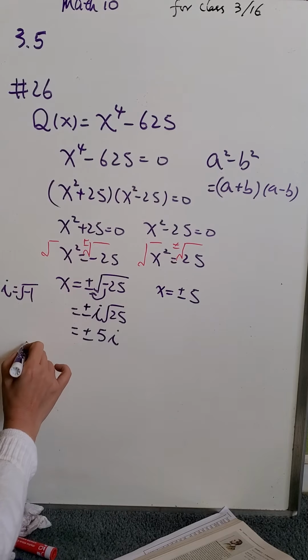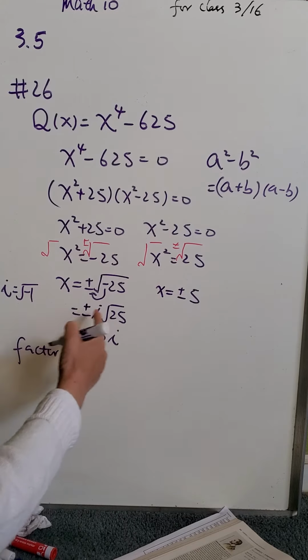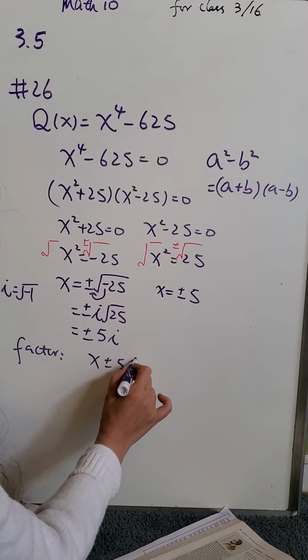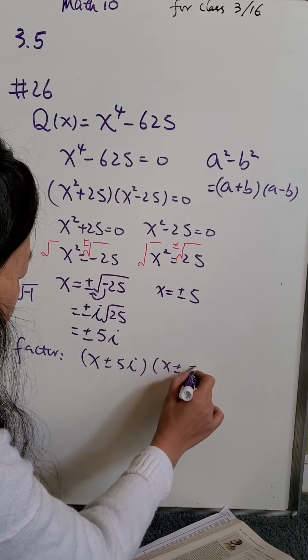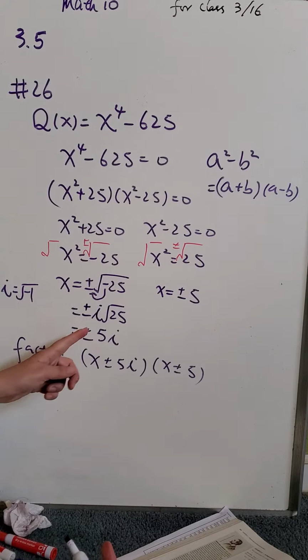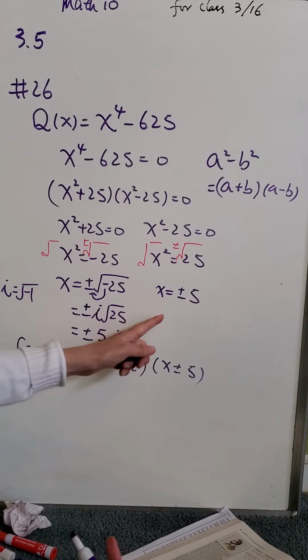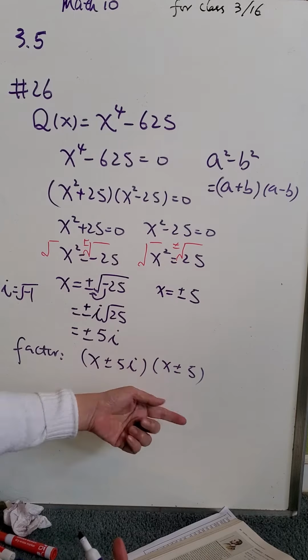Now they want it in factor form, and you just take it to the other side. So you have x plus minus 5i, and this one is x plus minus 5, and that's how you factor. Because the plus goes inside and becomes minus, and minus goes inside and becomes plus, so they all have a plus and minus. These are also a plus. Every time you say plus minus, you go to the other side also plus minus.